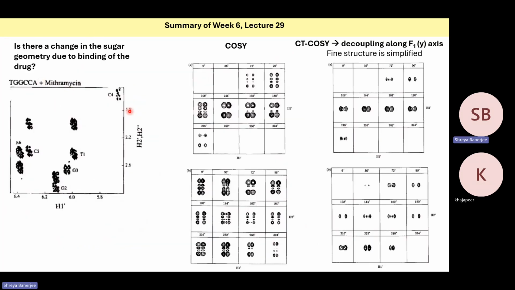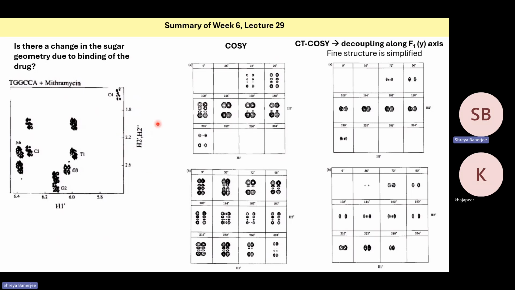Now, another use of this kind of experiment is that you can see the COSY NMR of a DNA duplex before and after it binds with a certain drug. Here it is mithramycin. So before binding with the drug, what is the COSY? And after binding with the drug, what is the COSY? That will help you understand whether there is a change in the sugar geometry or other conformation upon binding of the drug. So that is just one of the applications. We are not going into the details right now.